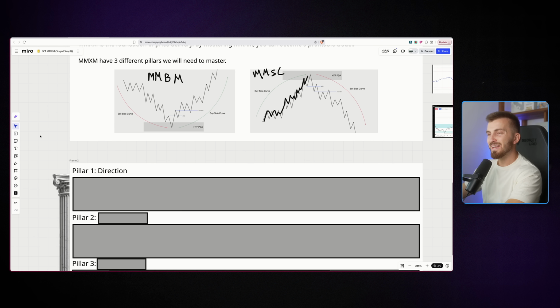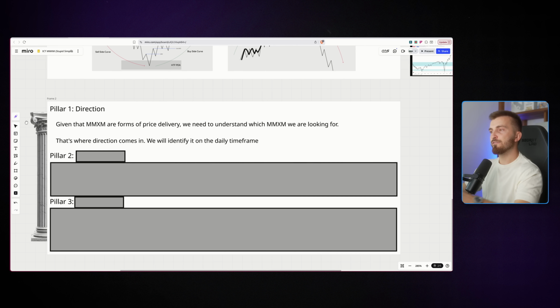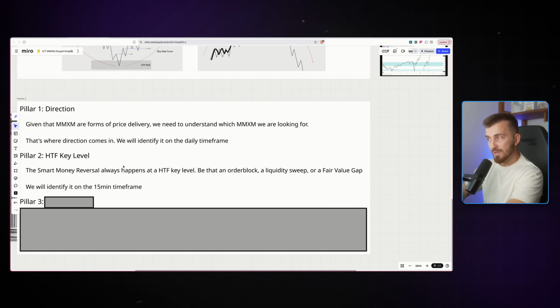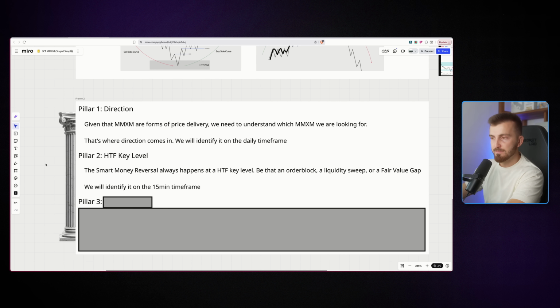So pillar number 1 is direction. And why is that? Given that market maker models are a form of price delivery, we need to understand which market maker model we are looking for. That's where direction comes in, and we will identify it on the daily time frame. Now, pillar number 2 is going to be the high time frame key level. So the smart money reversals always happen at a higher time frame key level, be that an order block, a liquidity sweep, or a fair value gap. We will identify it on the 15-minute time frame.